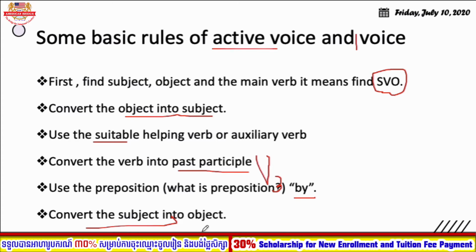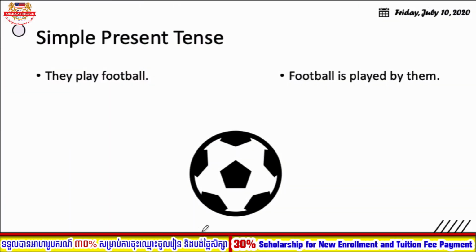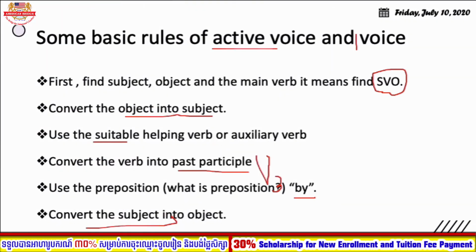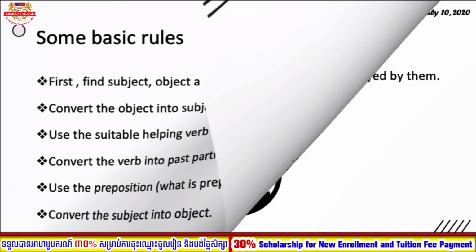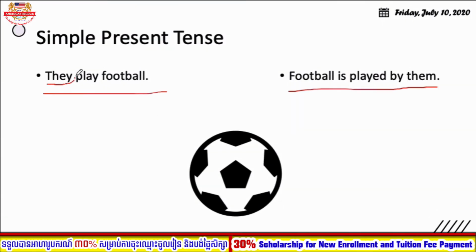To put this into practice, let's look at this example. This is the simple present tense, and on your left hand side you can see a sentence written in the active form, and on your right hand side you can see the sentence written in a passive form. Let's analyze this sentence together. First, what is the first step? You need to find the subject, object, and the main verb. What is the subject here? The subject of the sentence is they, the verb is play, and the object is football.